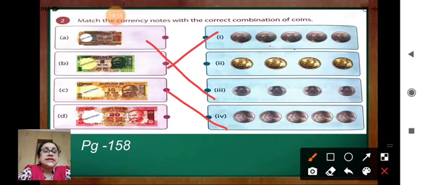And rupees 20. 5 plus 5, 10. 10 plus 5, 15. 15 plus 5, 20. All are finished?